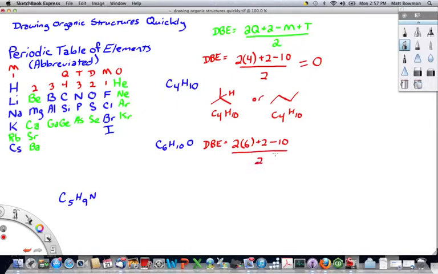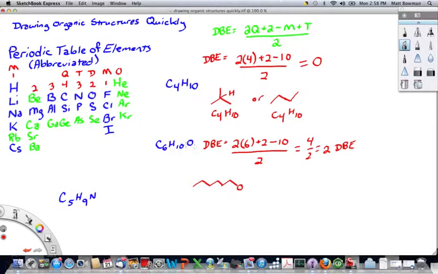We divide this by 2. 2 times 6 is 12. 12 plus 2 is 14. 14 minus 10 is 4. So 4 divided by 2 is 2. So we get 2 DBEs. And so what we can do is draw this molecule out. I'm going to draw out all 6 carbons like so. 1, 2, 3, 4, 5, 6. And then at the end, I'm going to draw in the oxygen.